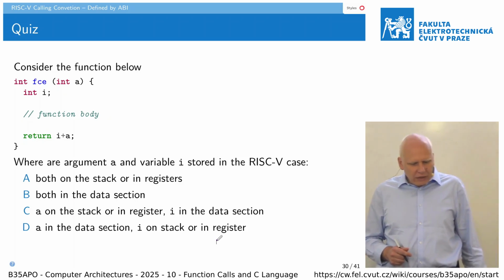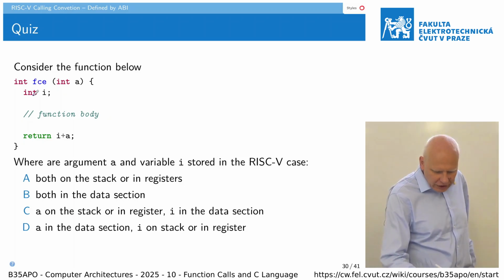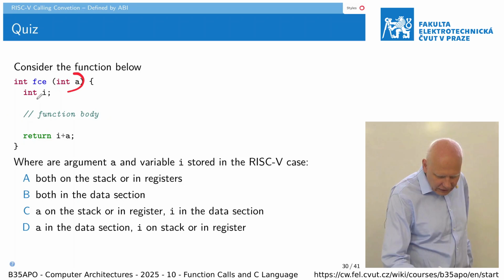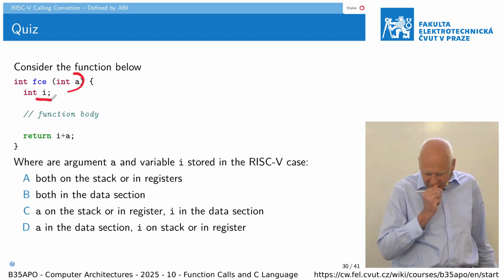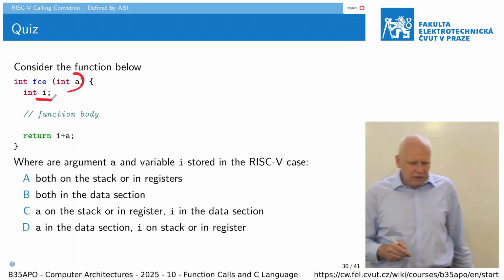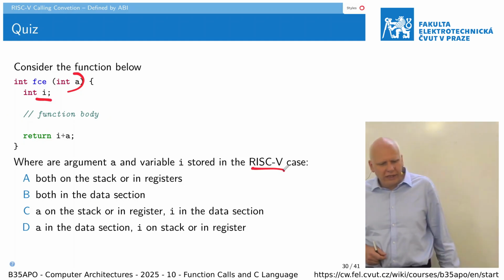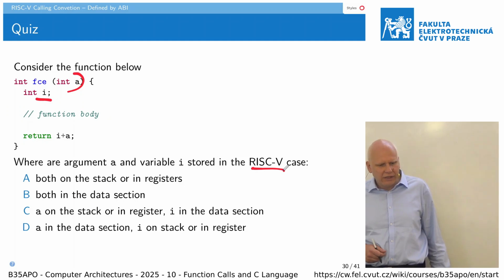So now yet another quiz. If we have this function which has one argument and one local variable, where are those variables or those values allocated in the RISC-V case?